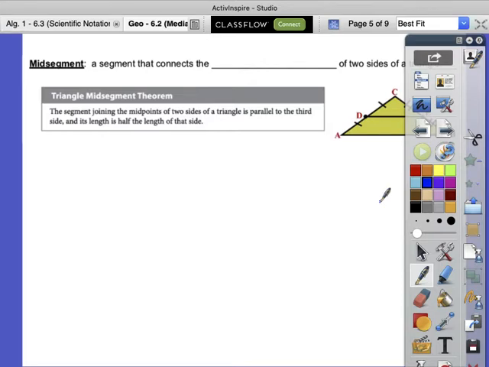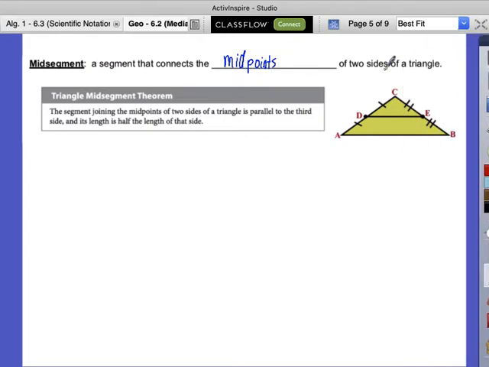Mid-segment. Last part we're going to learn about today. This is one we're actually going to use quite a bit. Okay. A mid-segment is a segment that connects the midpoints, hence mid-segment. It's a segment that connects midpoints. We're really clever with names in here, guys. A mid-segment connects the midpoints of two sides of a triangle. Okay? So it connects the midpoints of two sides of the triangle.